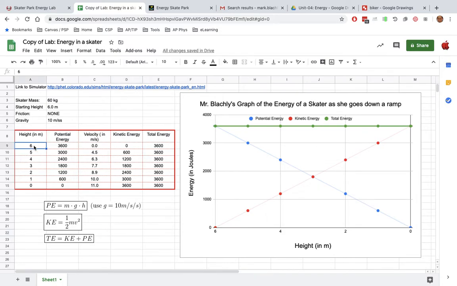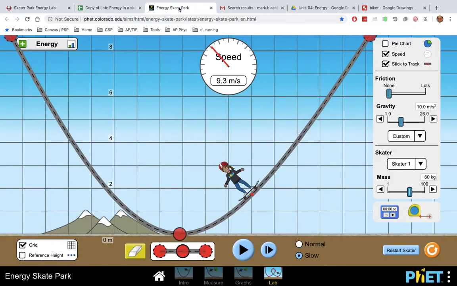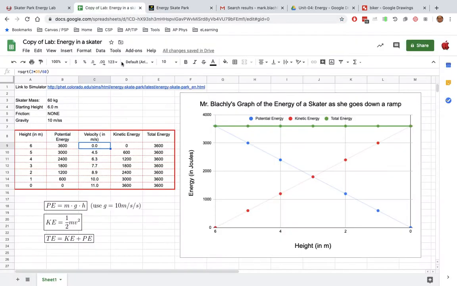So at 6 meters high, we calculate her potential energy. And remember, potential energy we calculate using m times g times h. We measured her velocity using the speedometer, which was right here. We calculate her kinetic energy, and remember her kinetic energy is 1/2 her mass times her velocity squared. So right there it tells us her kinetic energy. So if you take 1/2 her mass, which was 60, so 1/2 of 60 is 30, times her velocity squared. Well, here her velocity was 0, so she's not moving, so she has no kinetic energy.